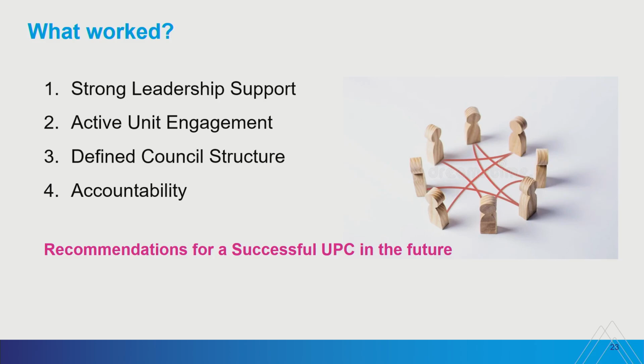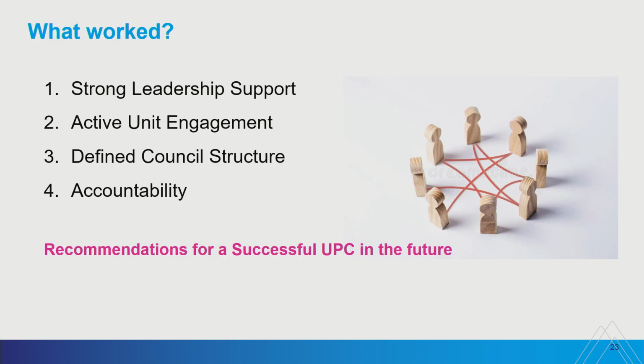Number 2, active unit engagement. We achieved this by being transparent through our open communication, by publicly posting our meeting minutes and our annual reports. This allowed us to be seen and valued as a change agent on the unit. And number 3, defined council structure. Having a well-defined set of bylaws helped us shape our UPC. And last, accountability. Our members brought to the table extremely high levels of accountability, which allowed our UPC to function effectively.